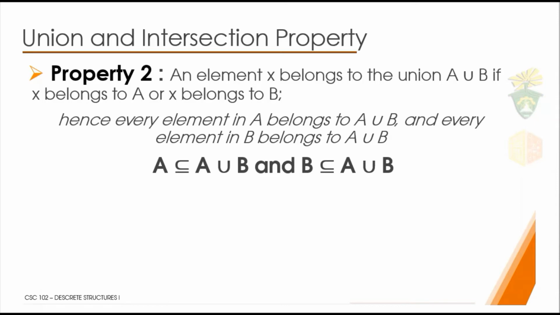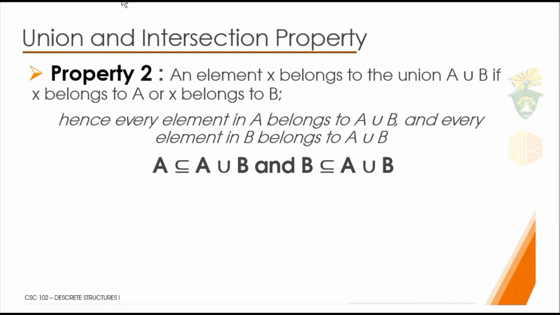Okay, the next property is that an element X belongs to the union A union B, if X belongs to A or X belongs to B. Okay, so this means that if this element belongs to A union B, then of course this X should belong to A, or this X should belong to B.